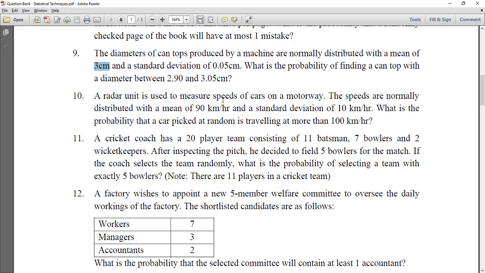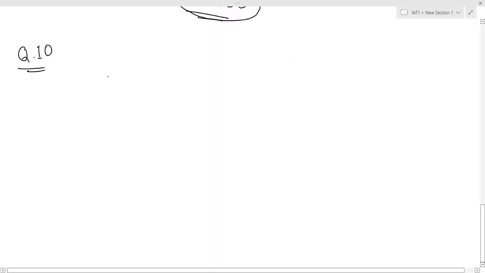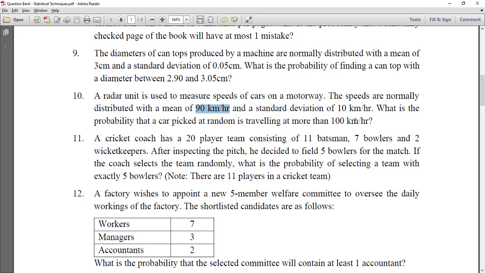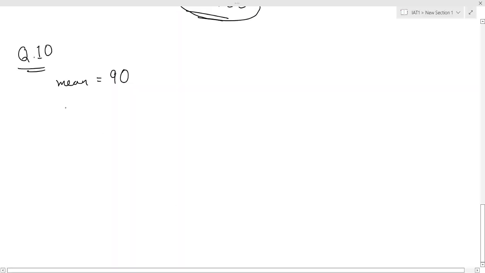A radar unit is used to measure speeds of cars on a motorway. The speeds are normally distributed, again, with a mean of 90 km per hour. What is the mean? Mean is 90 km per hour. And what is the next thing they have told us? Standard deviation of 10 kilometer per hour.